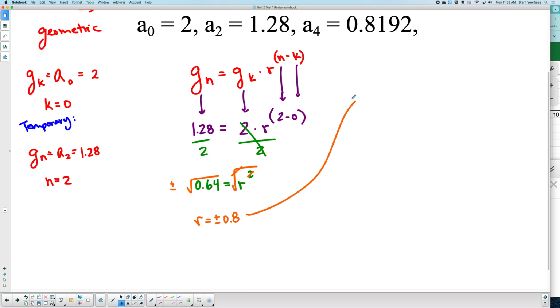Once you have this, we can plug in our values. So I'm no longer working with these temporary values. So I'm just going to say Gn equals, what was our gk again? 2 times the base of 0.8. I'll just do it in parentheses here so it doesn't get lost in the multiplication symbol. To the power of n minus 0. Do I need to put n minus 0? Just put n. That's our formula right there.